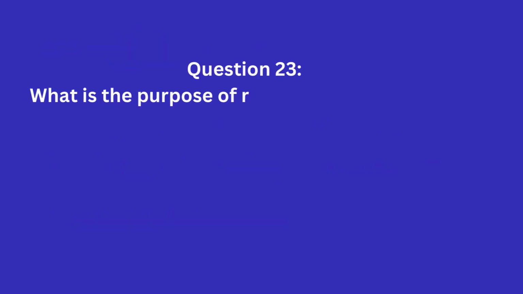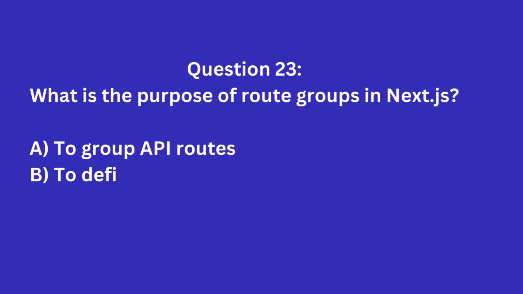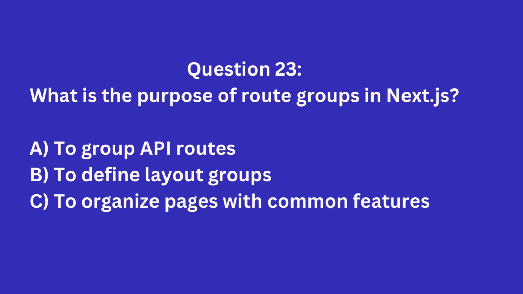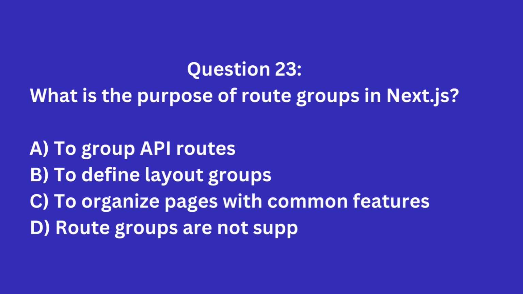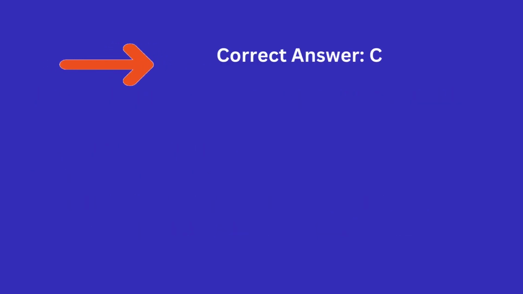Question 23. What is the purpose of route groups in Next.js? A. To group API routes. B. To define layout groups. C. To organize pages with common features. D. Route groups are not supported in Next.js.